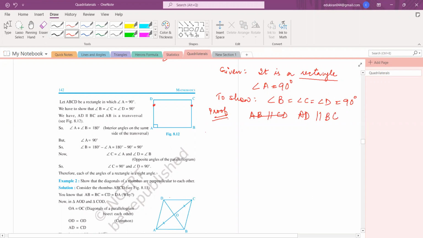And AB is a transversal which is cutting these two parallel lines, so that this angle is equal to this angle. Why? Which property, Hamna? Ma'am, alternate interior angles. No, they are not alternate interior. Co-interior angles. Co-interior angles are supplementary.